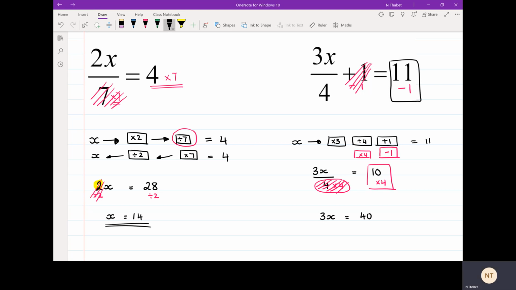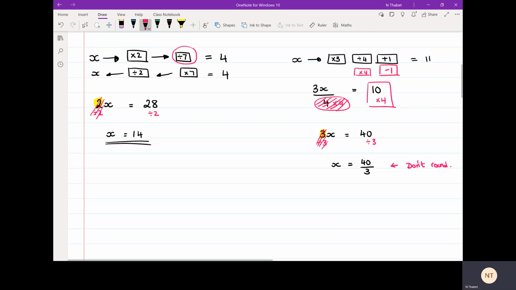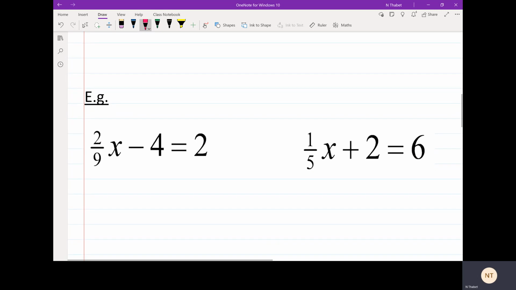And now you have a simple equation that you can solve by dividing both sides by the coefficient of x, so divided by 3. 3 divided by 3 gives me 1x, which is what I want. I want to find the value of x. And it is 40 over 3. And you don't round, and you keep your answer as a fraction. The next two examples are similar, although they might look different.